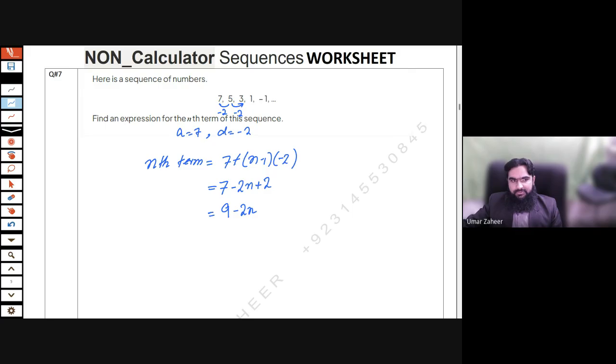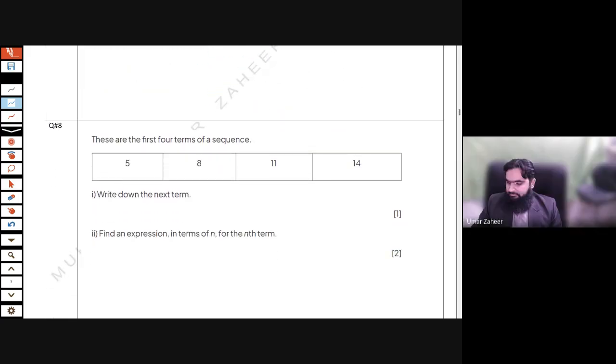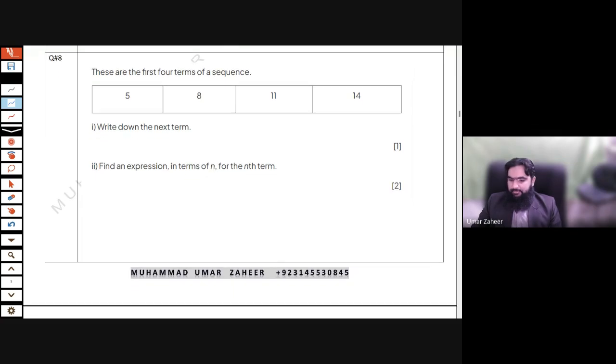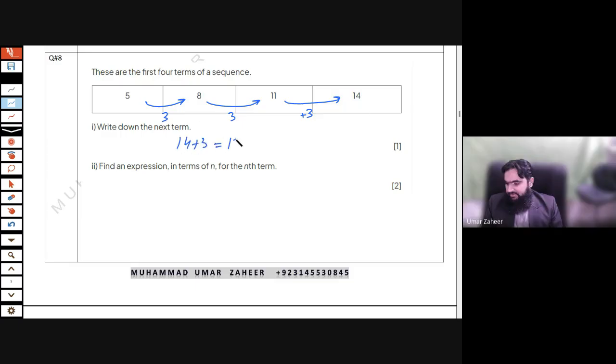Yes, everyone, is it clear? Yes, sir. Yes, Fatima, tell me about the next one. They are the first 4 terms of a sequence. Write down the next term. So the difference is 3. So 14 plus 3 will be 17. The next term will be 17.